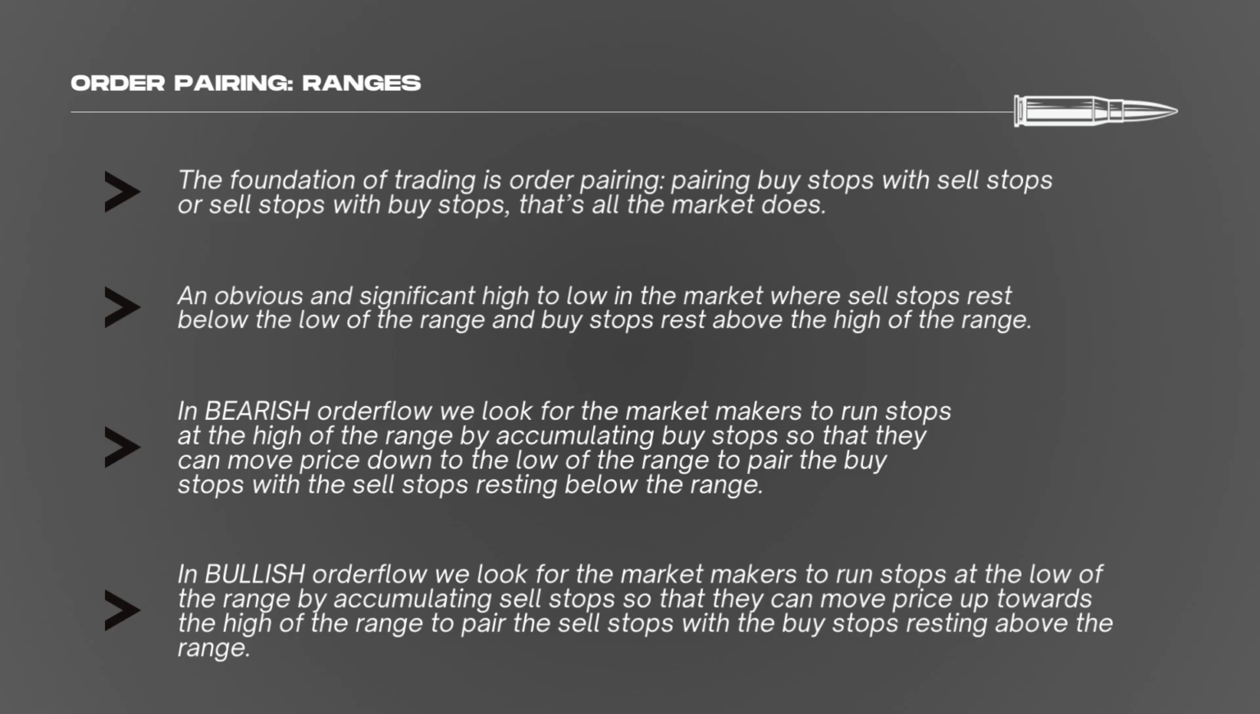And vice versa, in bullish order flow, we look for the market makers to run stops at the low of the range by accumulating sell stops so that they can move price up towards the high of the range to pair those sell stops with the buy stops resting above the range.